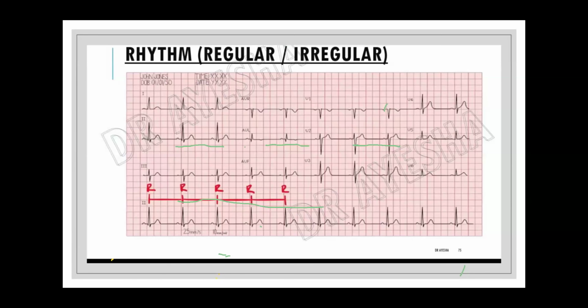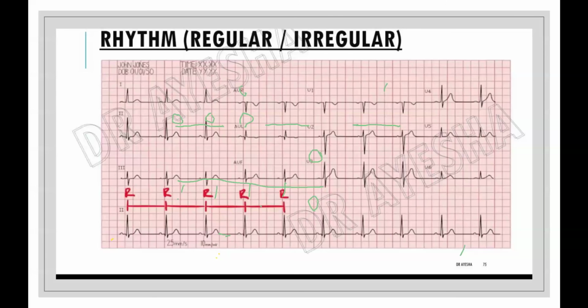See, this is the P wave. This is the P wave. This is the P wave. This is the P wave. Okay, so you can see P wave. You see, this is sinus rhythm. And between the RR intervals, this is also normal.